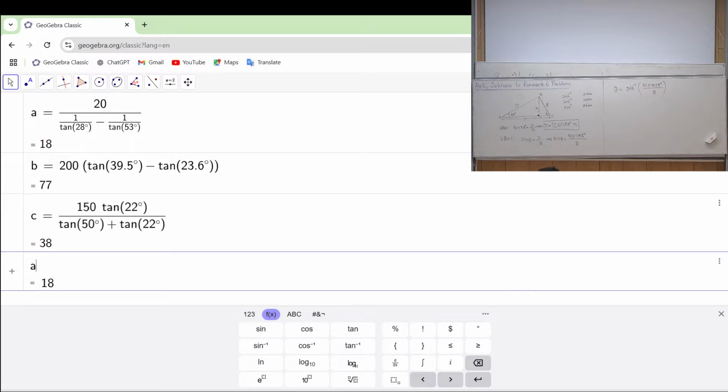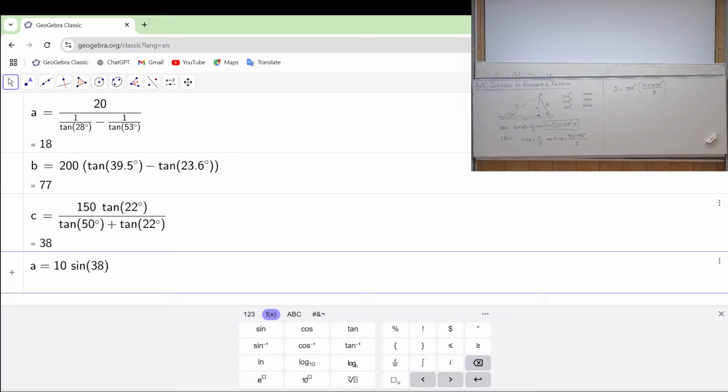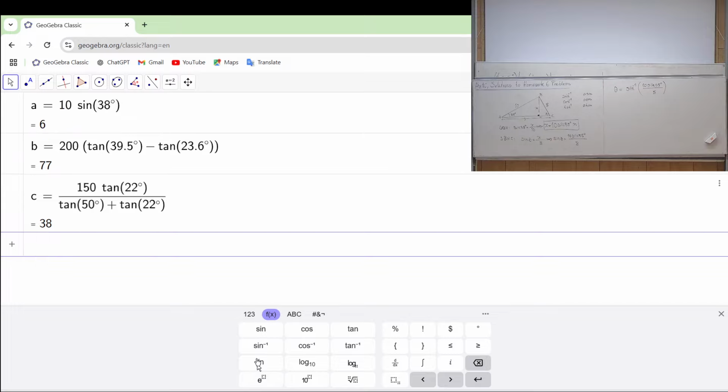You can say A is equal, so don't write x. X is reserved for the variable in GeoGebra. I introduce this number. What is that? 10 multiplied by sine of 38 degrees. Okay? And then I come outside and press enter. So this is 30, where is it? Why did it go there? Okay, if you don't mind, sometimes this happens.